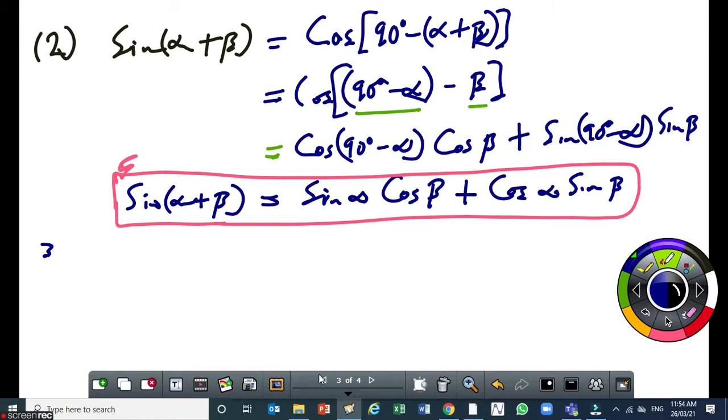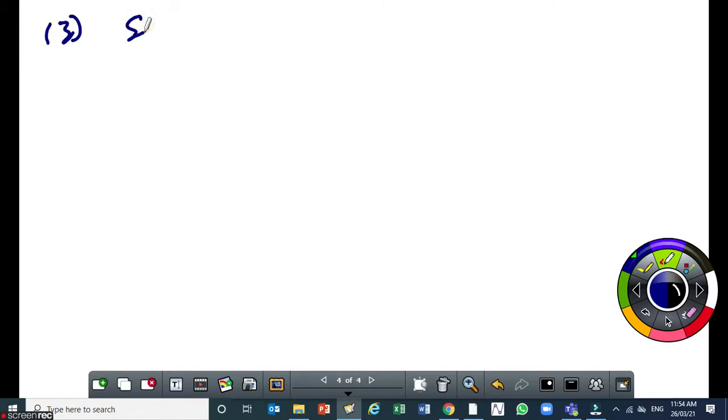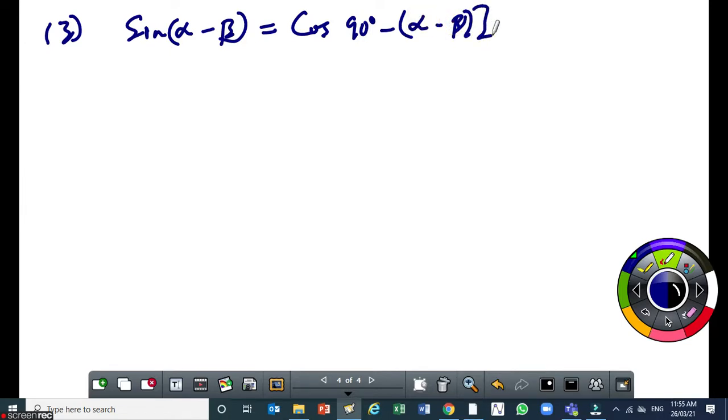So let's move on to the next page. So next page is going to be sine alpha minus beta. Now this is going to be equal to cos 90 degrees minus, now check this, it's going to be minus, then open the bracket, alpha minus beta. Now I want you to pay attention carefully to what I'm going to do here. I'm going to manipulate that expression on the right. So I'll combine the 90 and alpha to get cos 90 degrees minus alpha.